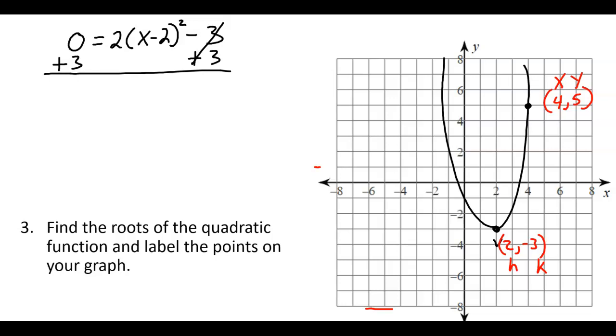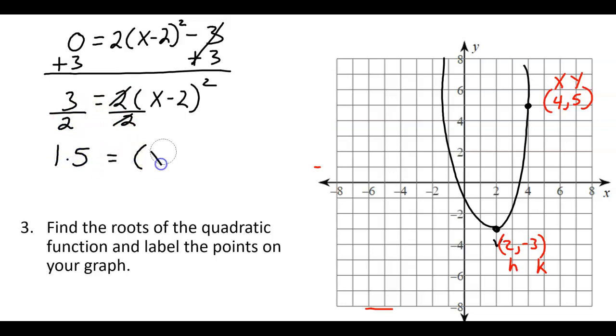So let's find it. We have 3 equals 2 times (x minus 2) squared. I'm going to divide by 2. You guys can already see we've got a weird answer there, right? All right, so calculator people, help me out here. Use your phones if you would. I'm going to need to take a square root. What's the square root of 1.5, please? It is? 1.4? It's 1.2? Okay.